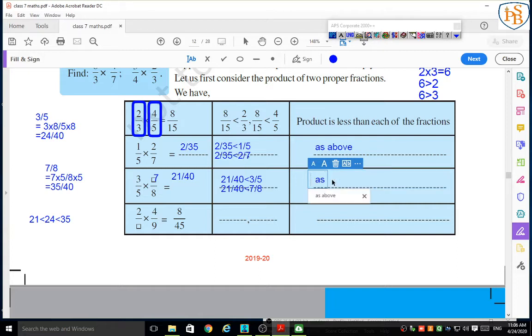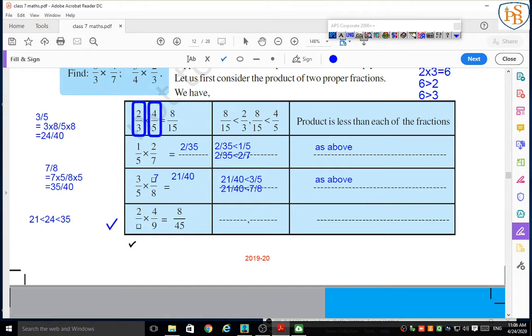Which sentence do you have to write here? That the product is less than each of the fractions. Like these 3 examples, you have to find the answer to this question. Please write this question in your notebook and solve it yourself, and if you have any query you can ask me in the comment box, or when school opens, you can ask me then.